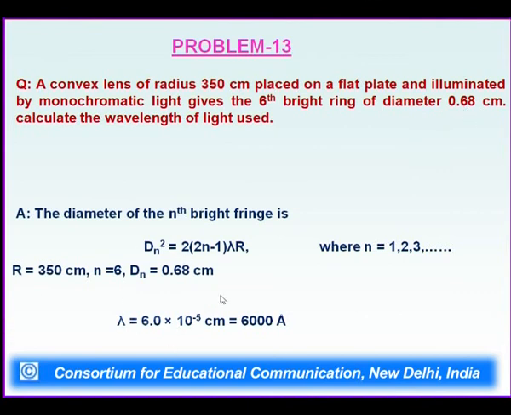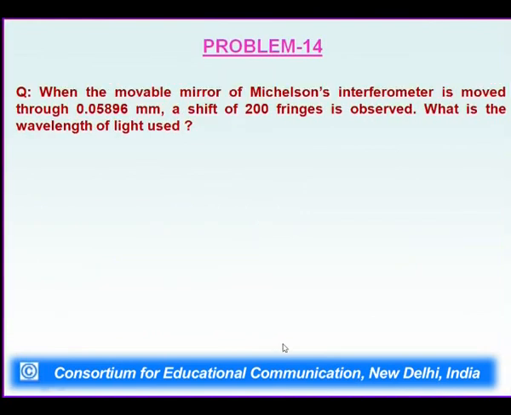We put all these values in the above formula and we can calculate lambda, which is equal to 6.0 into 10 power minus 5 centimeter, that is 6000 angstrom.